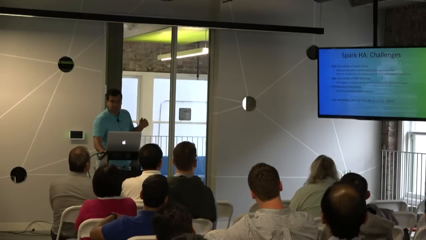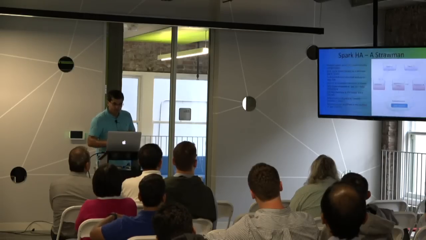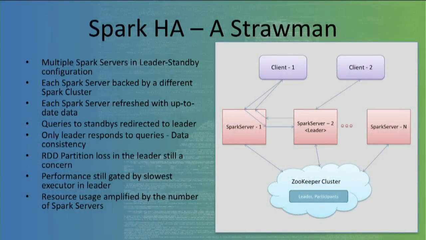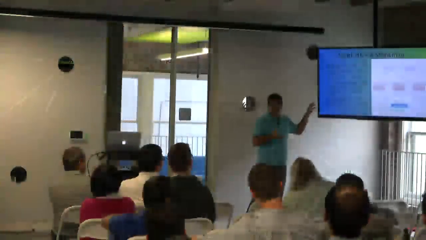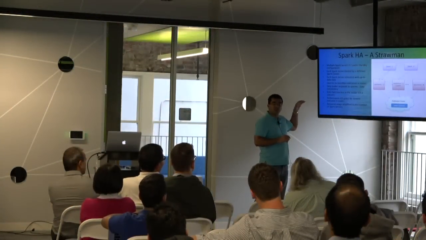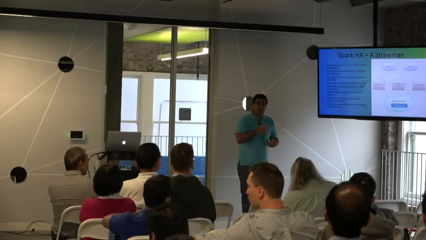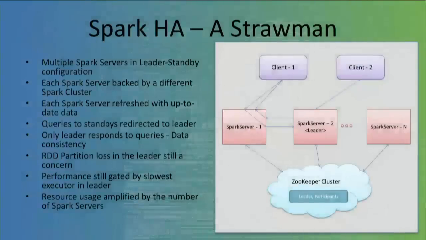Now, having looked at these challenges, let's discuss a strawman approach, like we were talking about, having full-fledged clusters running simultaneously. So let's say in this scenario, you have the Spark server that I showed you earlier, and multiple instances of it running simultaneously, and each one of them being backed by a full-fledged Spark cluster that is getting its data, and it has its own ingestion manager that's hydrating all the data.